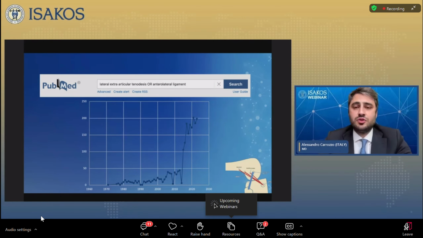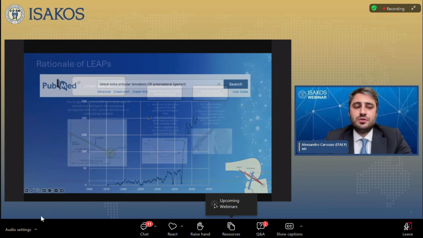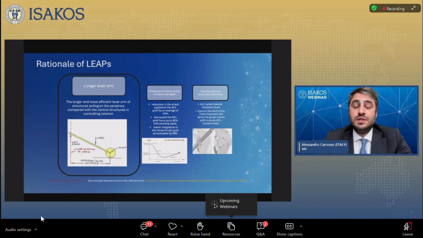So, given their function in controlling anterolateral rotatory instability and to reduce ACL graft rupture, there has been an increased focus on lateral extraarticular procedures in recent years. There are a number of factors that motivate the addition of these procedures to ACL reconstruction. First, the peripheral structures have a longer and more efficient lever arm than the central structures, making them more effective in controlling rotation.